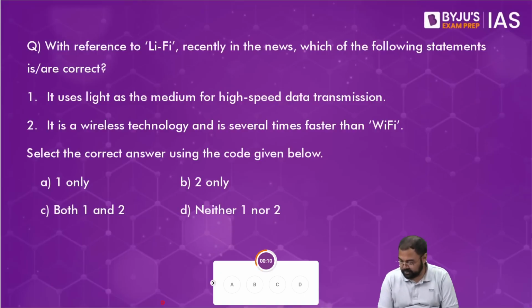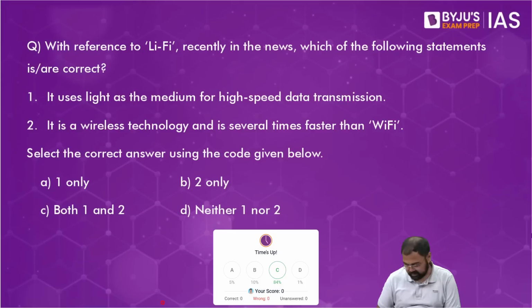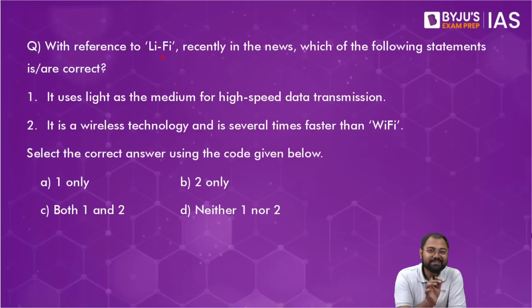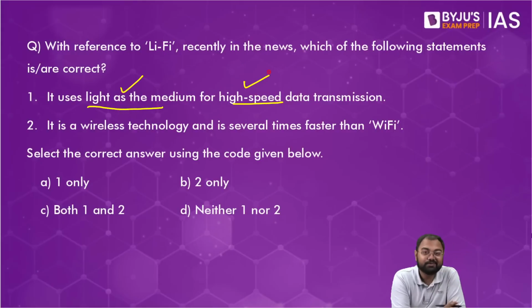Yeah, so a lot of you have given the correct answer. Great. So 84% of you have given the correct answer. It should have gone a little above this number. With reference to Li-Fi recently in the news, which of the following statements is or are correct? First, it uses light as the medium for high-speed data transmission. Both are correct. Remember that there are two parts to this sentence. One is light as a medium, and second, high-speed data transmission. And both are correct. So that's why statement number one is correct.